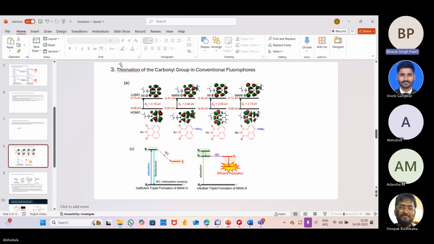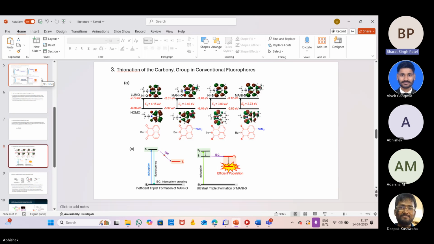Nice presentation, Abhishek. Yeah, thank you. I have one doubt. In this method, the ultimate goal is to get the triplet, the ISC conversion, so that the molecule has a longer lifetime in the triplet state. Yes. To get that, they are using a more conjugated system and somehow an electron donating system. Yes.